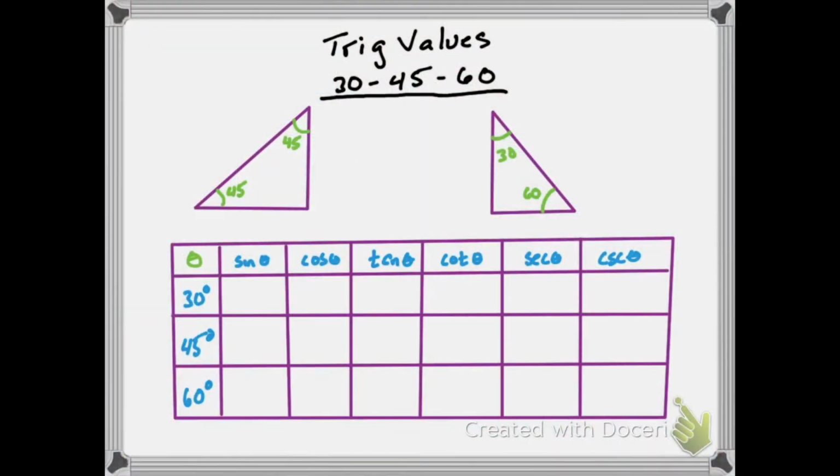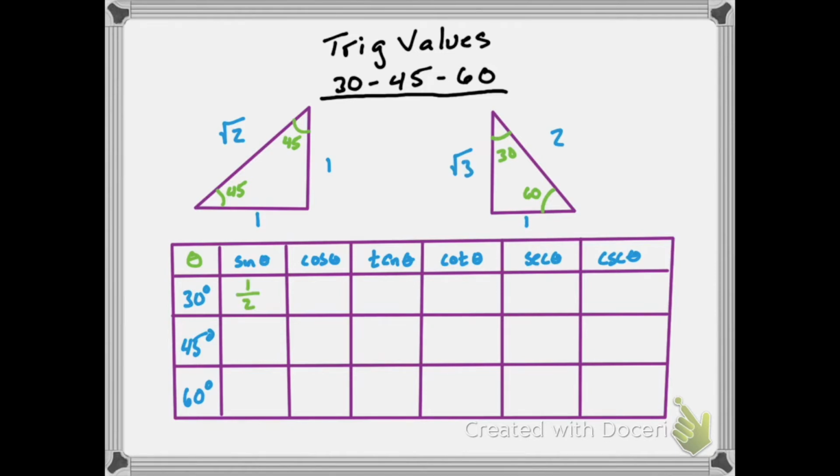Let's build a chart to find the values for all 6 trig functions for our most common angles, 30, 45, and 60. On the left, we have a 45, 45, 90 triangle, and let's fill it in with sides that match the right ratio, with legs 1 and 1 and hypotenuse root 2. On the right, we can start with a hypotenuse of 2, which means our short side is 1 and our long side is root 3.